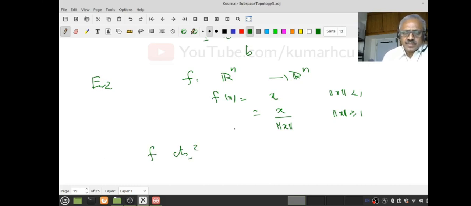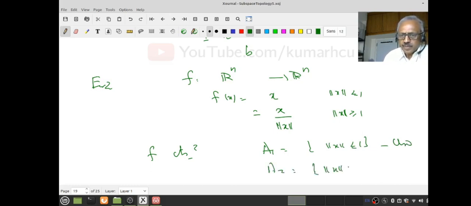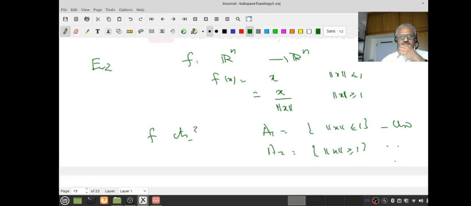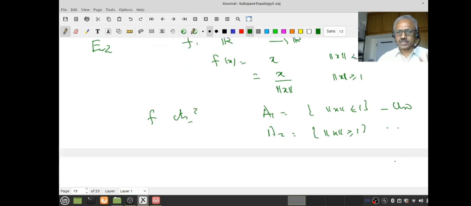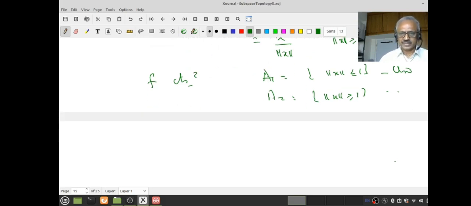Right. Now again notice that. So what do I have? I have A1 which is norm x less than or equal to 1. This is a closed set. And A2 which is norm x greater than or equal to 1. This is again a closed set. Remember we had already shown a closed ball in a metric space is closed. Okay. And since the open ball B(0,1) is open, its complement, namely norm x greater than or equal to 1, will also be closed in R^n. So both are closed sets and their union is R^n, right?